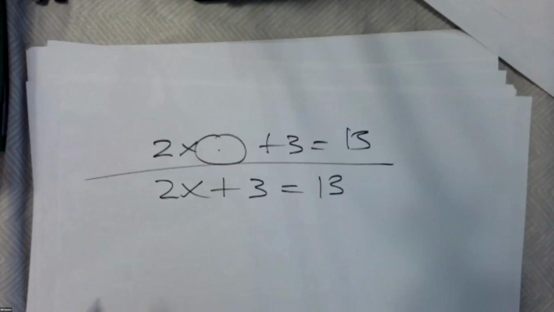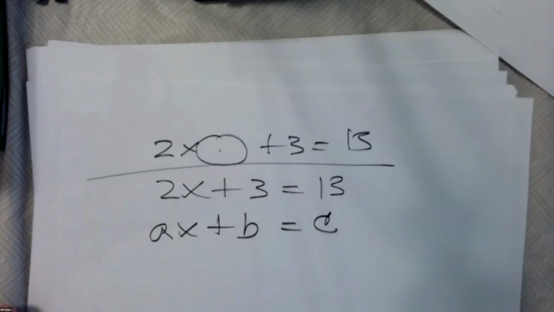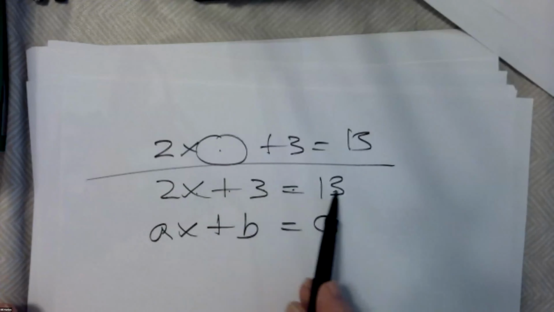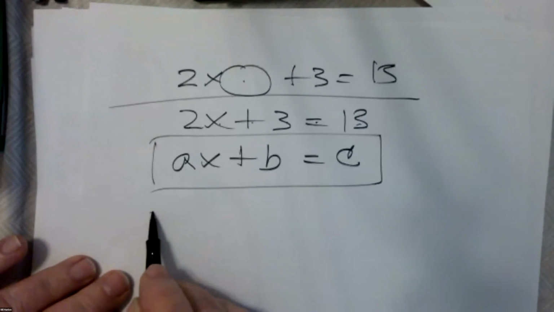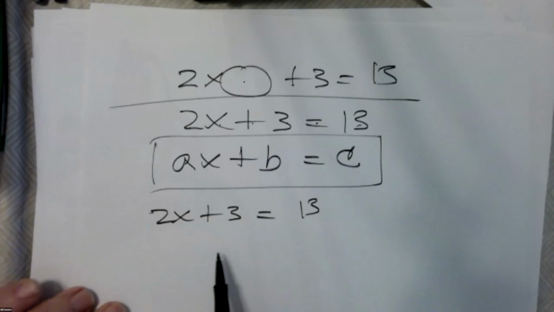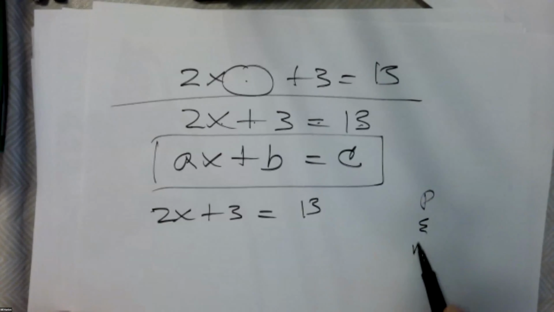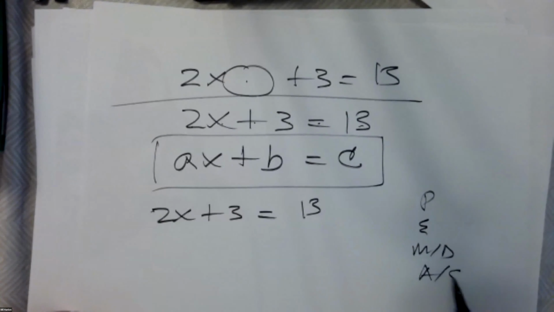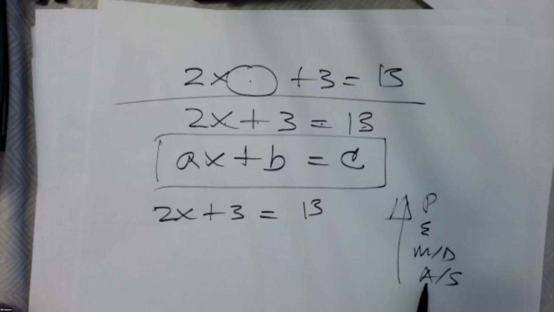And what is a systematic approach? Equations in the ax plus b equals c format. When you have equations that are in that format, we use the order of operations in reverse. So we have a problem like 2x plus 3 equals 13. Using the order of operations, which is Please Excuse My Dear Aunt Sally, going in reverse, I'm going to get rid of any addition or subtraction.